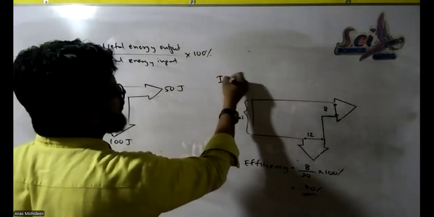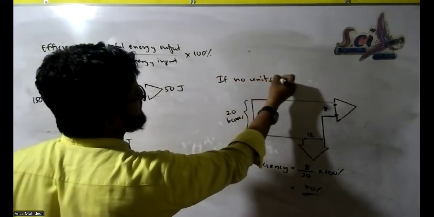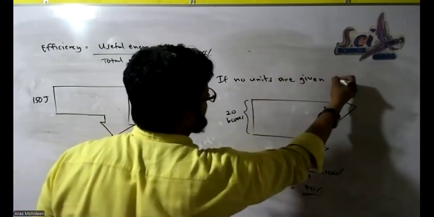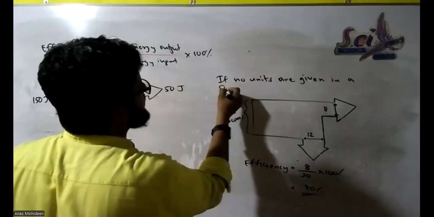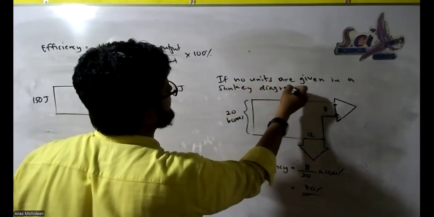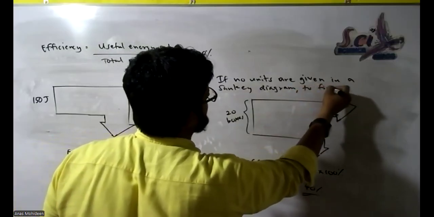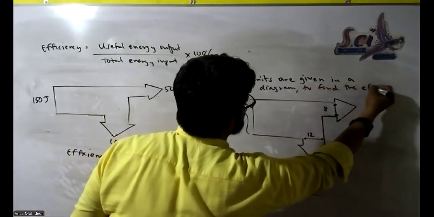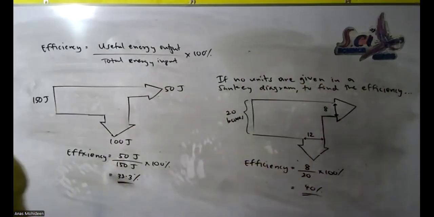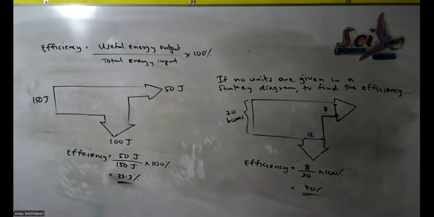So this is how, if no units are given in a Sankey diagram, to find the efficiency, this is what we have to do.